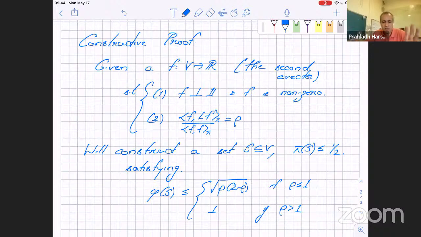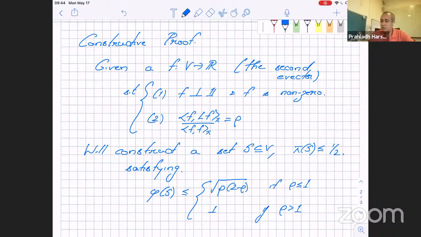This was where we were last time. Any questions so far? So this is what we will do. You give me a vector which witnesses the fact that the second eigenvalue is small. In particular, it's a vector orthogonal to the all ones, and its corresponding Rayleigh coefficient is rho. So in particular, the second eigenvalue is even smaller than rho. Then I will give you a cut whose conductance is small. This is going to be the outline of the argument.